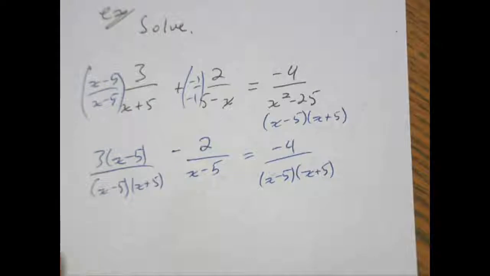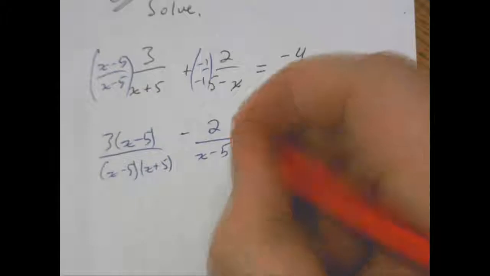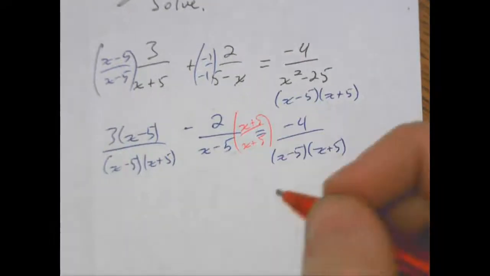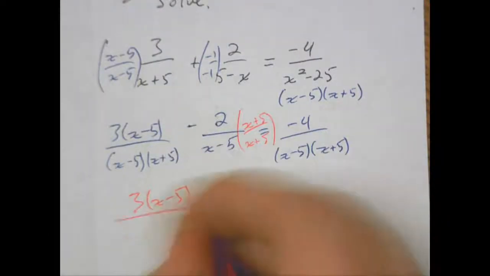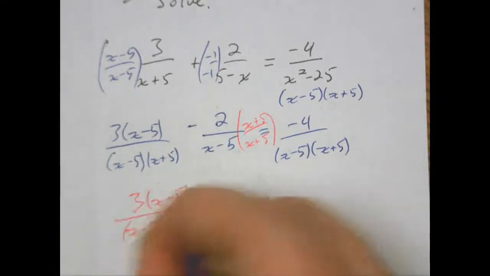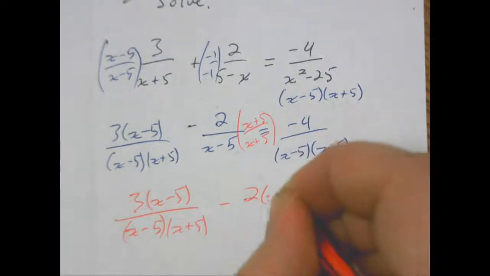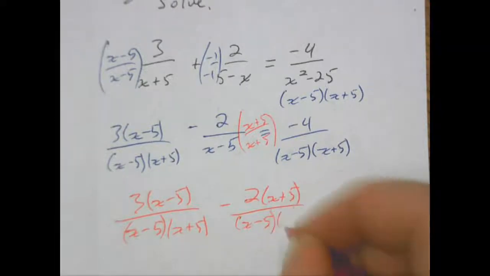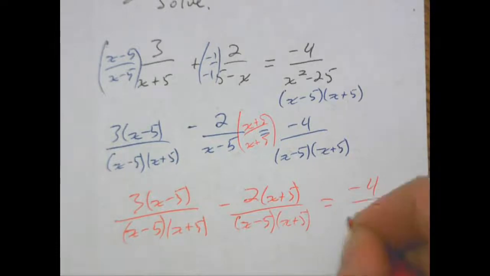So now the only one that does not have a similar denominator is my middle part. But what I can do is multiply it by x plus 5 over x plus 5 so that I have the same denominator. So now I have 3 times x minus 5 over x minus 5 times x plus 5 minus 2 times x plus 5 over x minus 5 times x plus 5 equals negative 4 over x minus 5 times x plus 5.